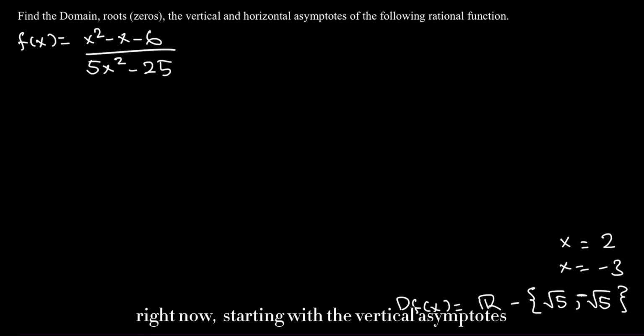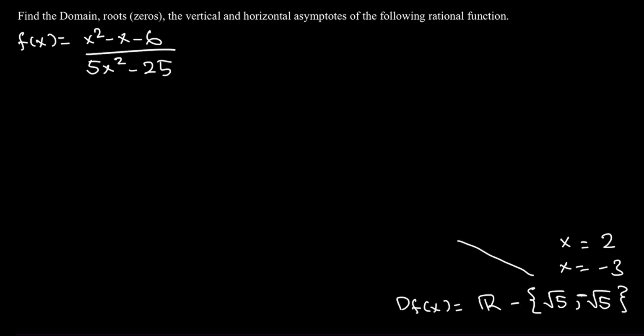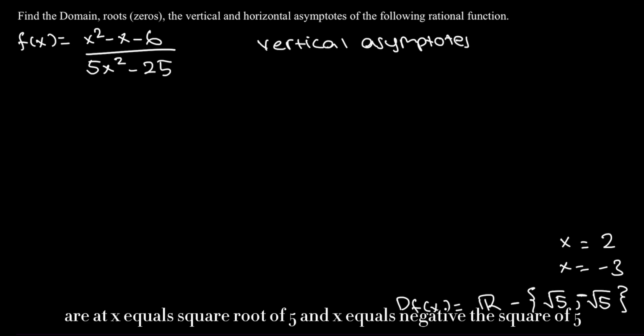Right, now starting with the vertical asymptotes, as we mentioned before, that the vertical asymptotes are basically the domain of the function. So our vertical asymptotes are at x equals square root of 5 and x equals negative the square root of 5.